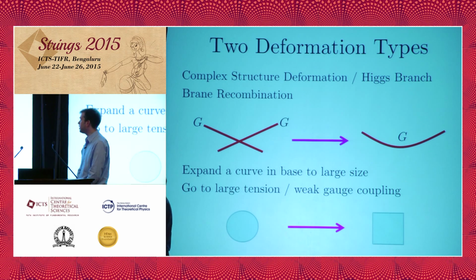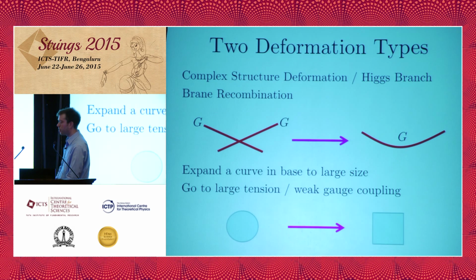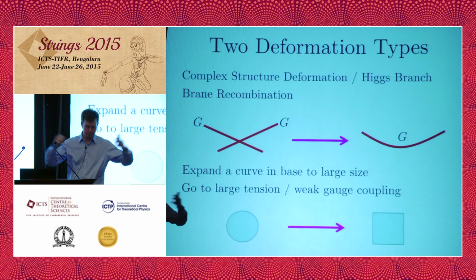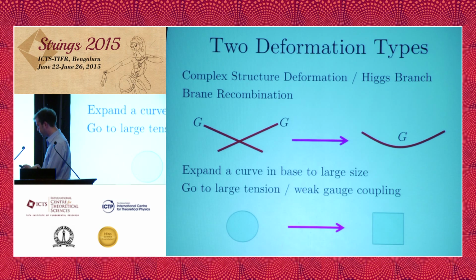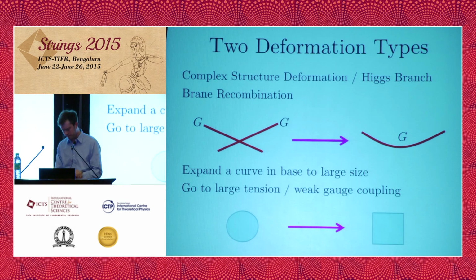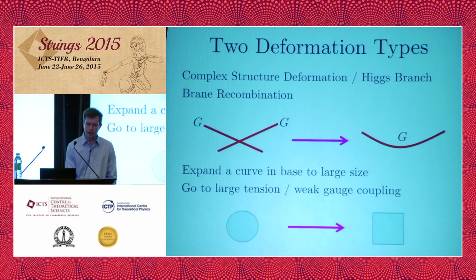You can also consider a configuration where you take one of those curves in the base that was collapsing to 0 size and instead decompactify it. So in pictures, it corresponds to turning a circle into a square. So in the base, that's just this scalar deformation to large volumes. OK, so these are the 2 deformations.